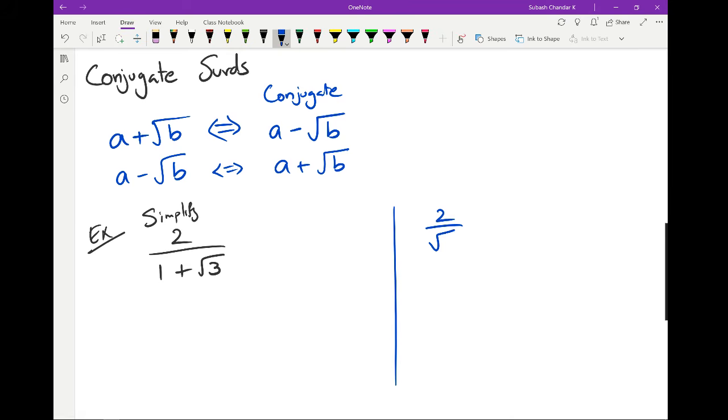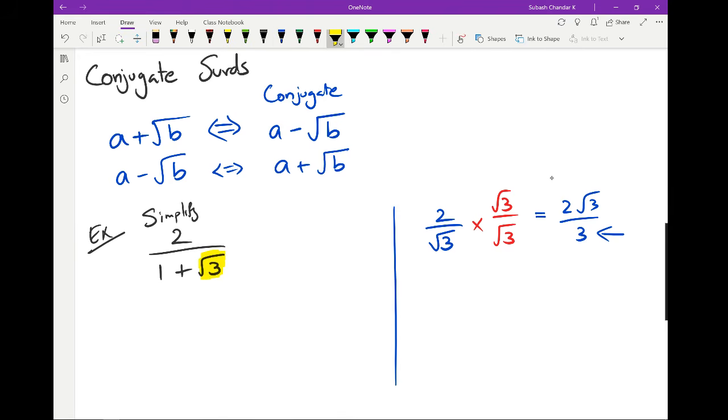If it was like this, 2 root 3, if we want to rationalize the denominator, what we'd do is we would multiply by square root of 3 and square root of 3. Because what that would mean is you end up with a denominator that doesn't have a square root symbol.